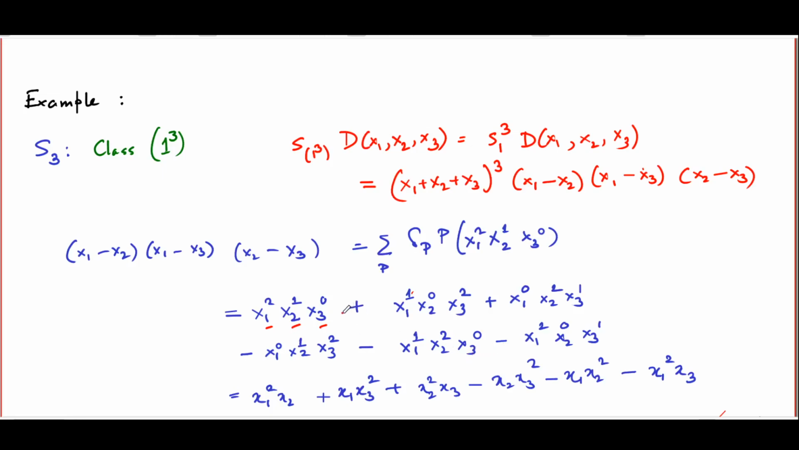Of course, if we drop the x3 to the power 0, or in general, powers of 0, we get this expression: x1 square x2 plus x1 x3 square plus x2 square x3 minus x2 x3 square minus x1 x2 square minus x1 square x3. So that's what this expression, sum over all permutations with a weighting factor delta p of x1 square x2 to the power 1, x2 to the power 0 really means. So this is our d.